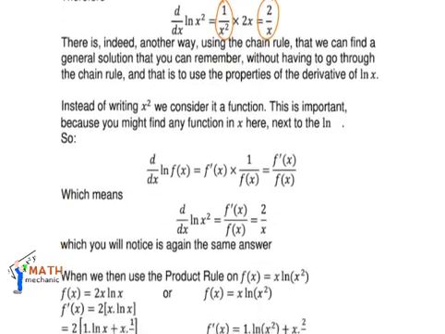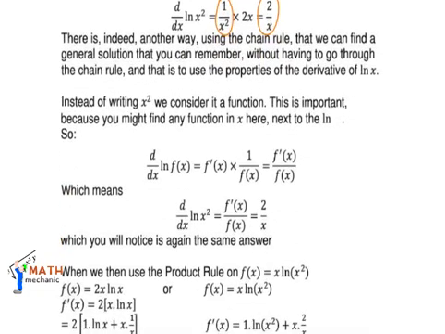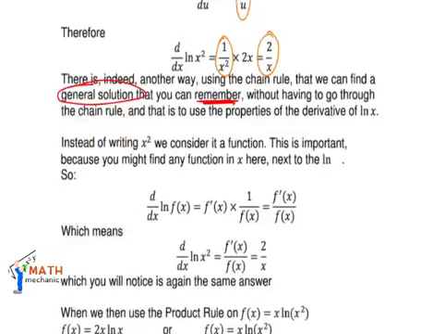Now there is indeed another way, using the chain rule, that we can find a general solution. This is important. Like I said, it's not always going to be x squared. It could be any function in x in the ln. And if you have to use the chain rule, like we've just done, it's fine. But let's take a look at a different way that you can remember. This is the important word there. You can remember this as something to use every time without having to go through the whole process as we've done there using the chain rule.